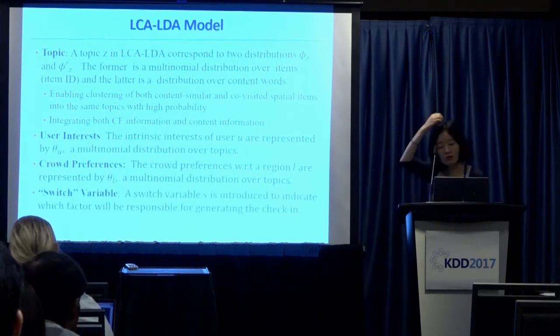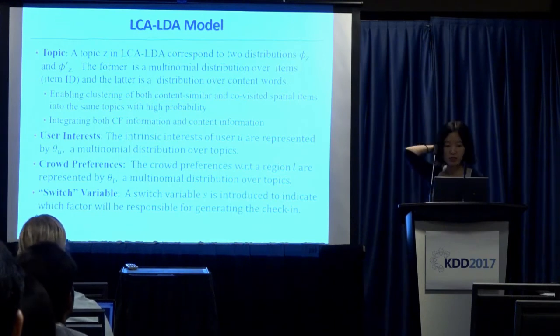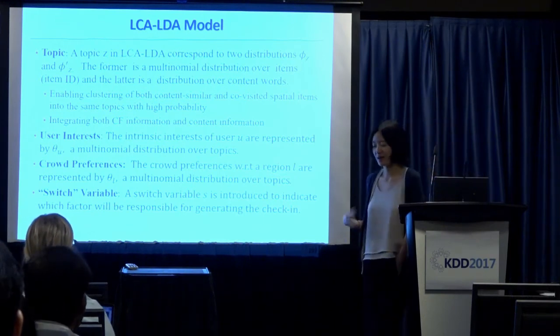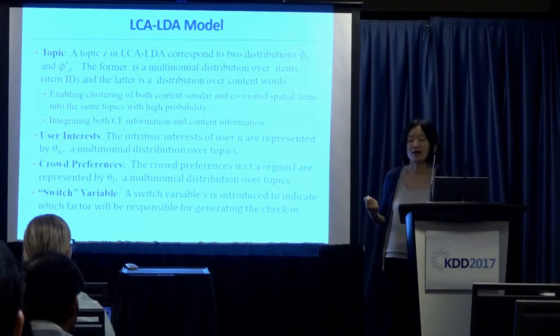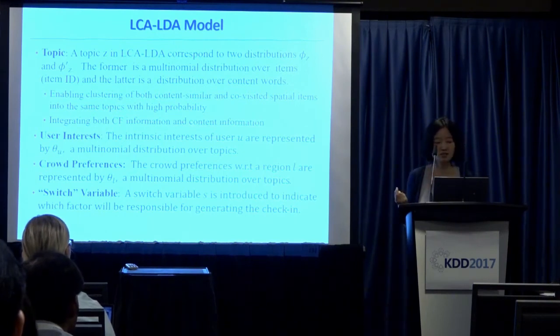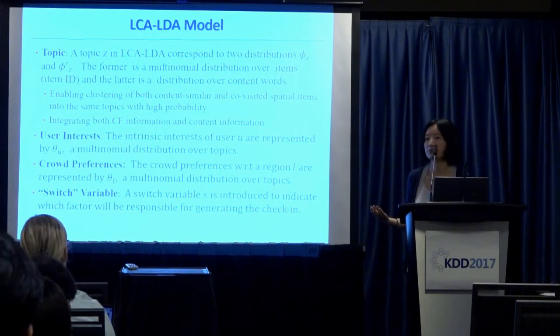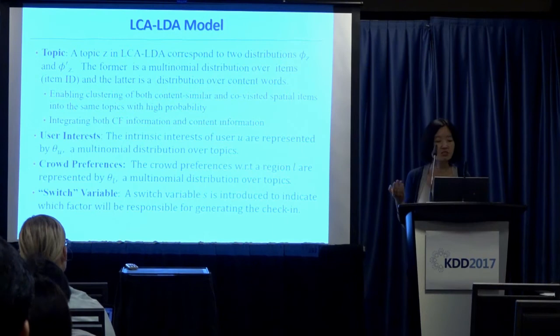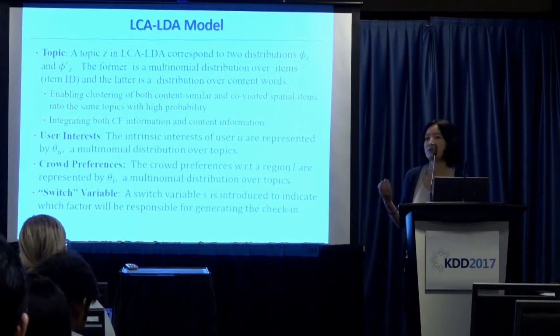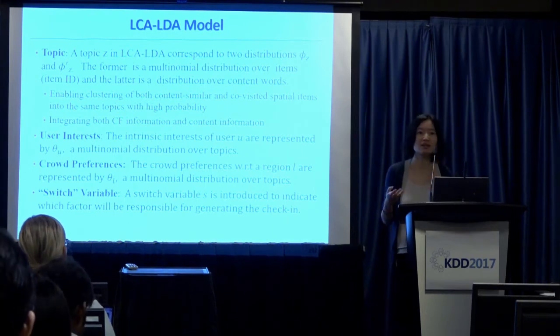And also, we're going to design this switch variable. In other words, we need to know that in a certain circumstance, how much we should trust a user's personal or natural interest, and how much we should trust the crowd's preference. So you can also have this intuition that different people may be influenced by the crowd by different percentages, right?